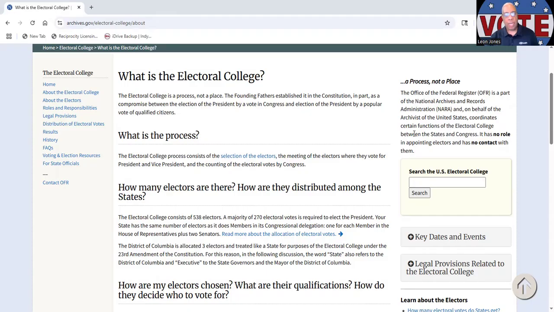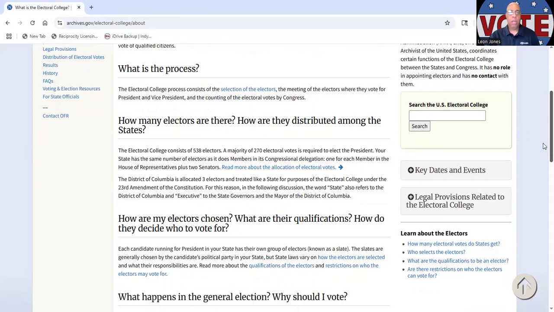So, what is the process? Well, the Electoral College process consists of a selection of the electors, the meeting of the electors where they vote for the president and vice president, and the counting of the electoral votes by Congress. Now, the question is, how many electors are there? And how are they distributed amongst the states? Now, you remember, each state does not have the same amount of Electoral College votes. They utilize the population. So this is why you have areas like New York and California, Texas, Florida, Illinois. They have large populations.